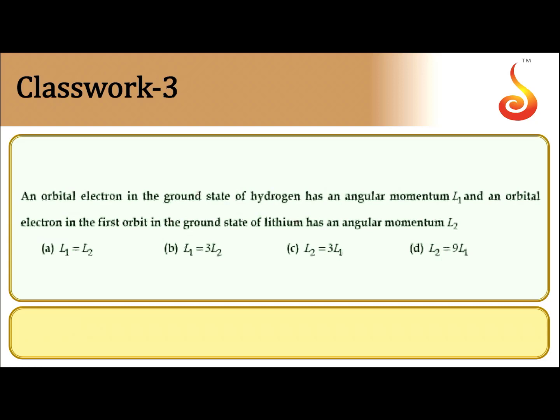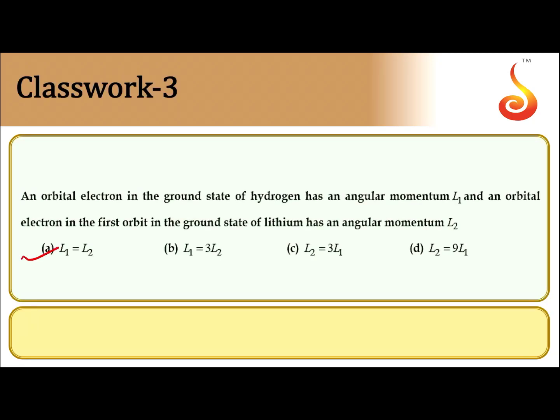Example 3. An orbital electron in the ground state of hydrogen has an angular momentum L1, and an orbital electron in the first orbit in the ground state of lithium has an angular momentum L2. Then what is the relation between these two? Angular momentum L, which is given by nh by 2 pi, is independent of Z, which means that L1 and L2 must be equal to each other. So what is our correct choice? A is our correct choice.